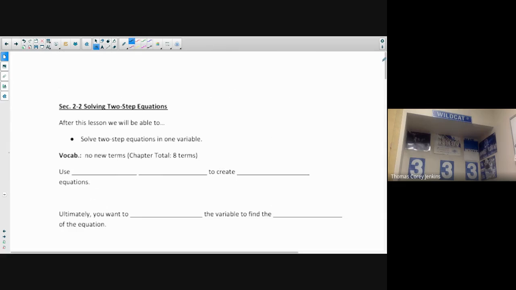So some of the basics before we get into some examples. It says use blank blank to create blank equations. So what we want to say here is we want to use inverse operations, like addition undoes subtraction, division undoes multiplication, etc., to create equivalent equations. So that's like the showing your work part. Actually, even your answer is an equivalent equation because x equals 2 or something like that is an equation.